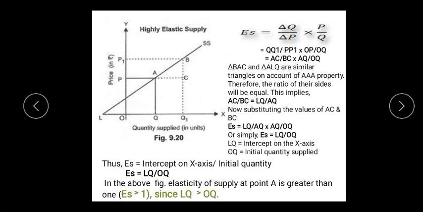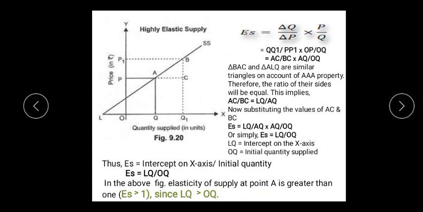Dear students, how to calculate elasticity of supply at a particular point on the supply curve? It is illustrated with the help of the figure given in this slide. In this figure, SS is a supply curve which is positively sloped, that is, it slopes upwards from left to right, and we want to find out the elasticity of supply at point A on supply curve SS. As shown in the figure, at point A, the price is OP and the quantity supplied is OQ.